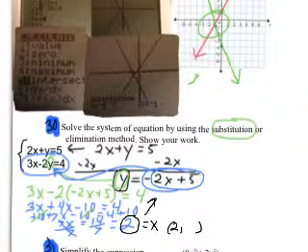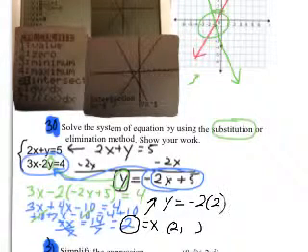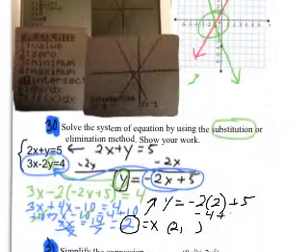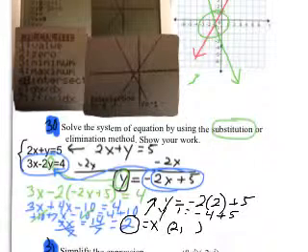We'll have our y equals negative 2 times, I'll put our new x in, 2 plus 5. Okay, so I just have to solve that. Negative 2 times 2 is a negative 4 plus 5, and a negative 4 plus 5 equals 1. So my y equals 1. Put the 1 in. So our ordered pair is 2, 1.